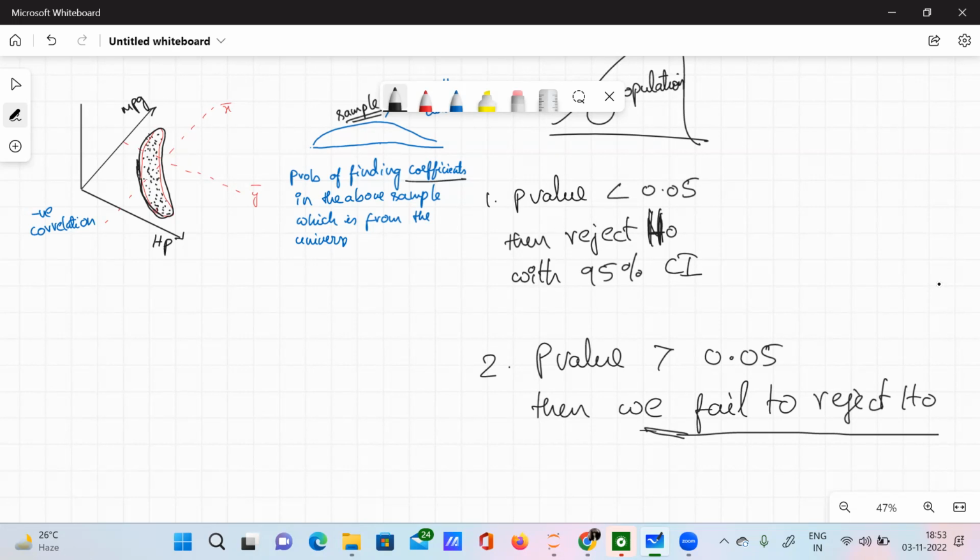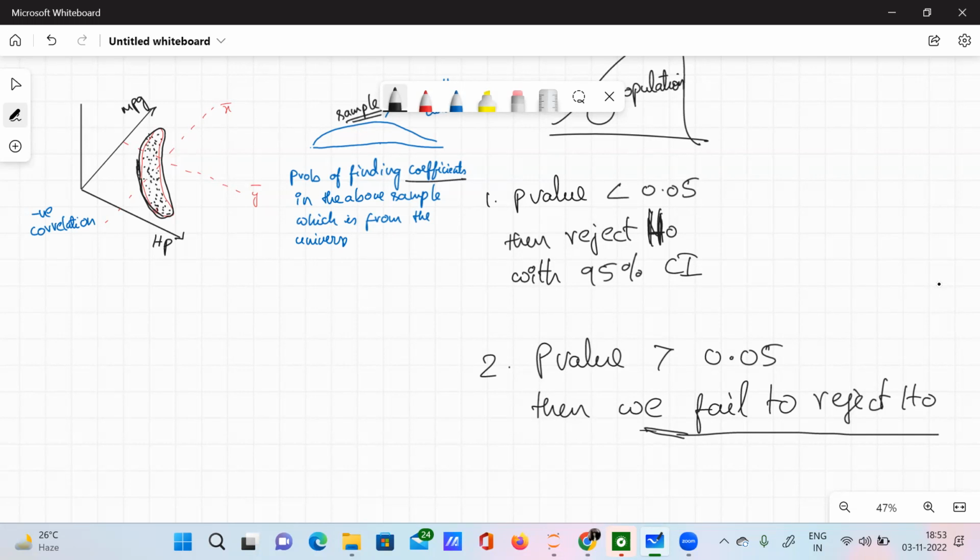Maybe a few statisticians won't agree with that term. Even I don't know the reason why it is like so. But in the ideal situation, you should pronounce it as we failed to reject the null hypothesis, right?